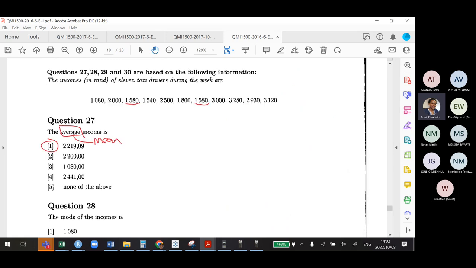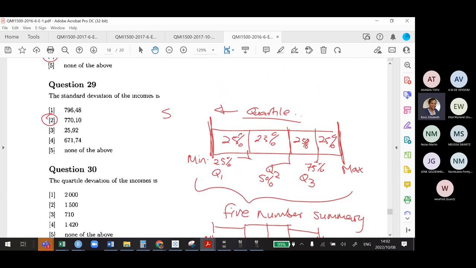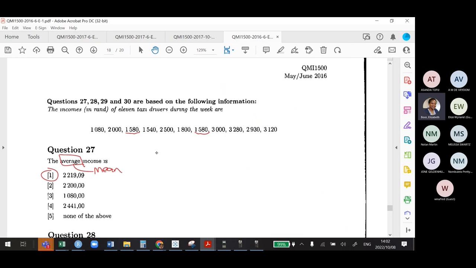We need to order this data from lowest to highest in order for us to be able to identify those values. For the quartiles, that's the other thing: the data needs to be sorted, the same way as we deal with the median. In order to calculate quartile three, we use 3 × (n + 1) divided by 4. To calculate quartile one, we use (n + 1) divided by 4, or you can use the percentile, but I prefer to use these position values.